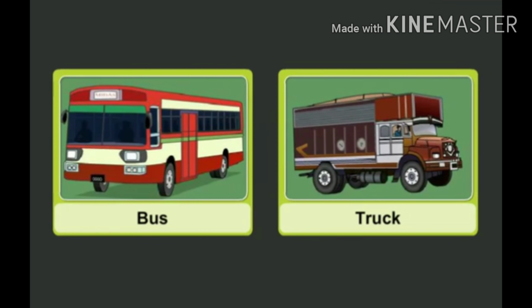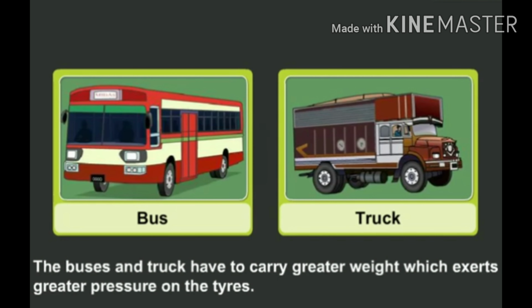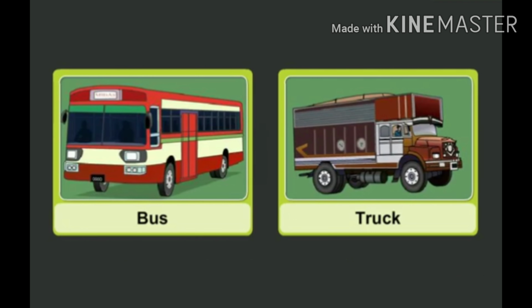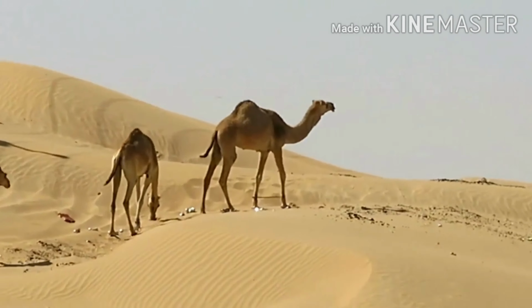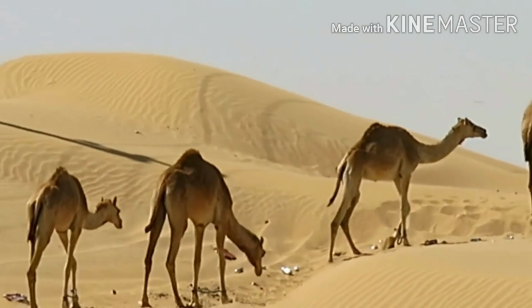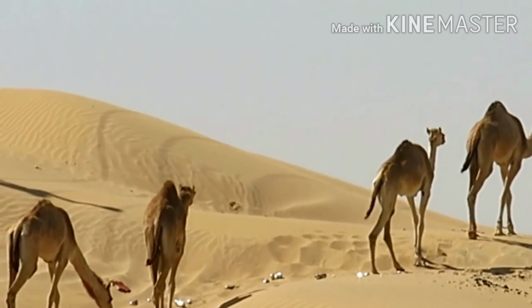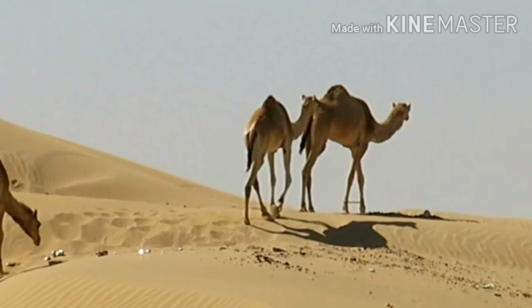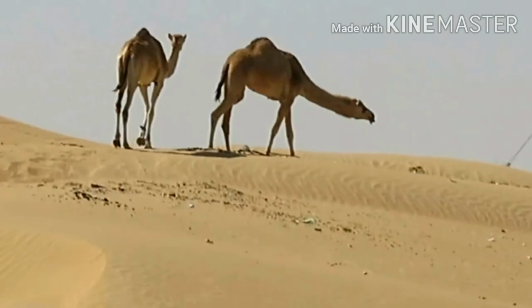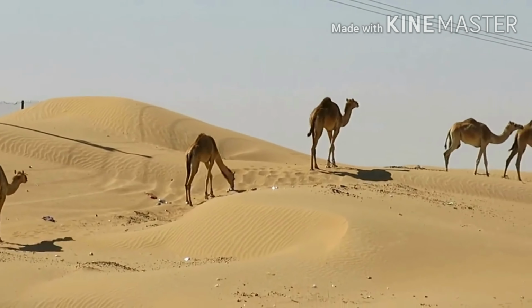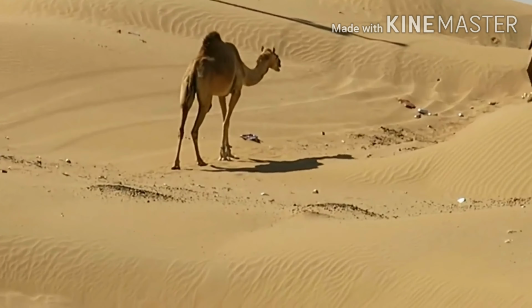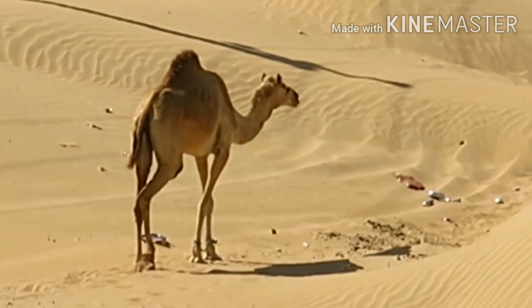Here is another example. Buses and trucks have to carry greater weight, which exerts greater pressure on the tires. The pressure on them is reduced by increasing the area of the tires. Bulky animals like the camel can easily cross the desert compared to lighter animals like horses or donkeys, because the camel exerts very small pressure on the ground as it has very broad feet, whereas horses or donkeys exert more pressure on the ground as they have feet with lesser area of contact with the ground.